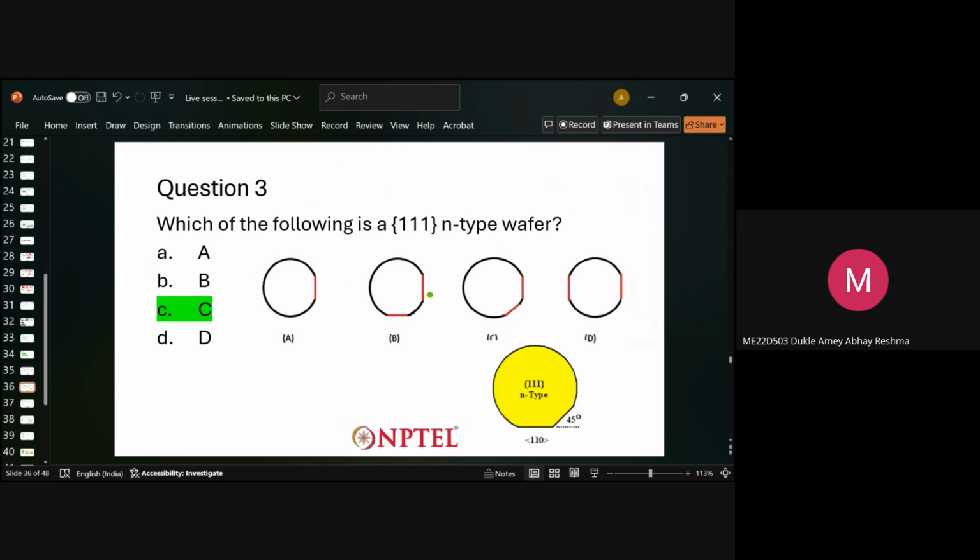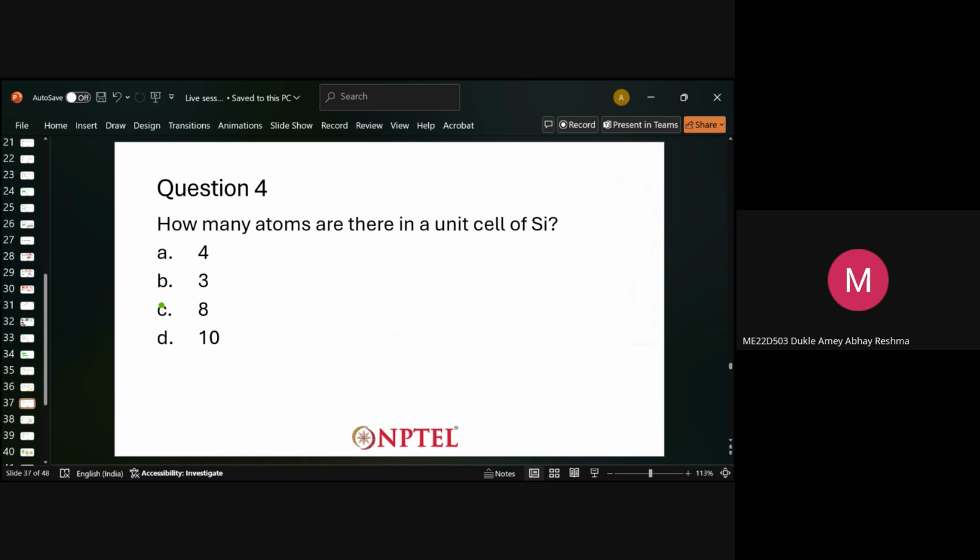So the answer is C. Here you have the one with this flat, and this is the 45 degree. So you have the answer here as C. So we move to the next question.